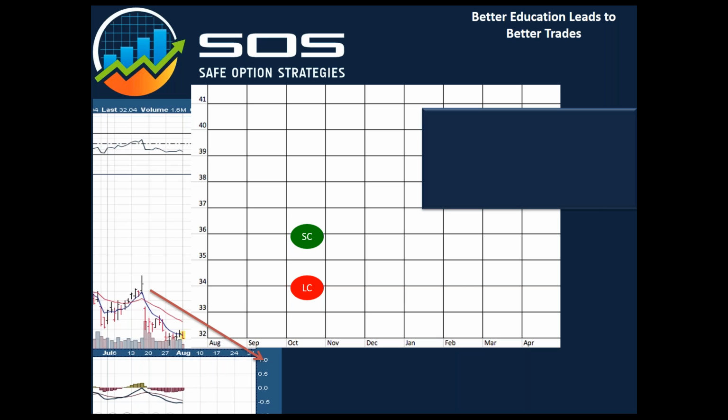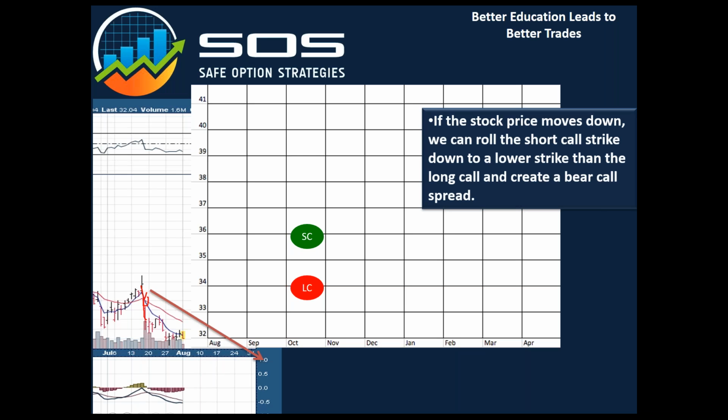So we get into the trade. We've got that 34 strike long call, 36 strike short call. And suddenly we've reversed, and the trend has just absolutely changed on us. We could roll our short call straight down to a lower strike price and leave it in the same month of expiration and turn this into a bear call spread. Now again, this is a trade you haven't been taught yet. So when you're done with this class, jump ahead and look at what the bear call spread is. You could move the short call below the long call and get into a bear call spread.